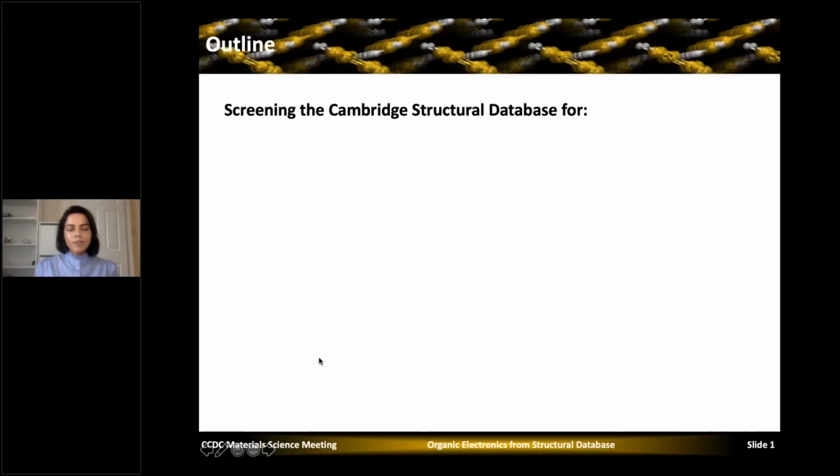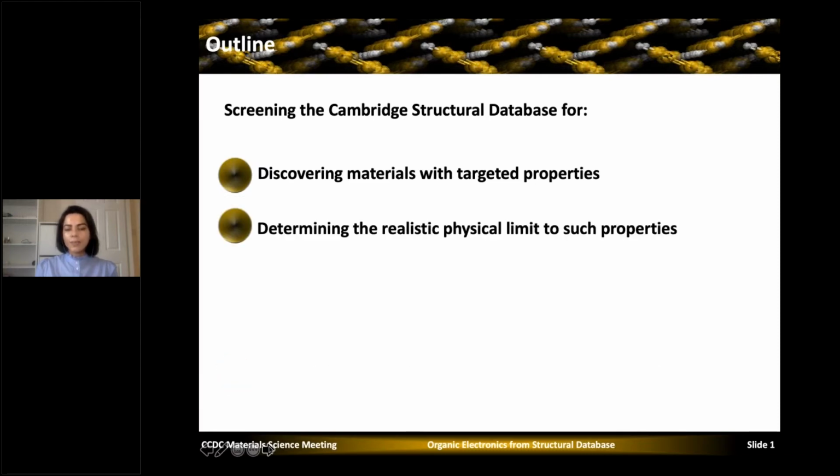So basically what I'm going to show you today is how screening the Cambridge Structural Database can be used to discover materials with targeted optoelectronic properties, to determine the realistic physical limit to such properties, and to drive strategies for inverse materials design. The focus of my presentation today will be on a subset of molecular semiconductors extracted from the Cambridge Structural Database, because this materials class has shown great promise for organic electronics technology.